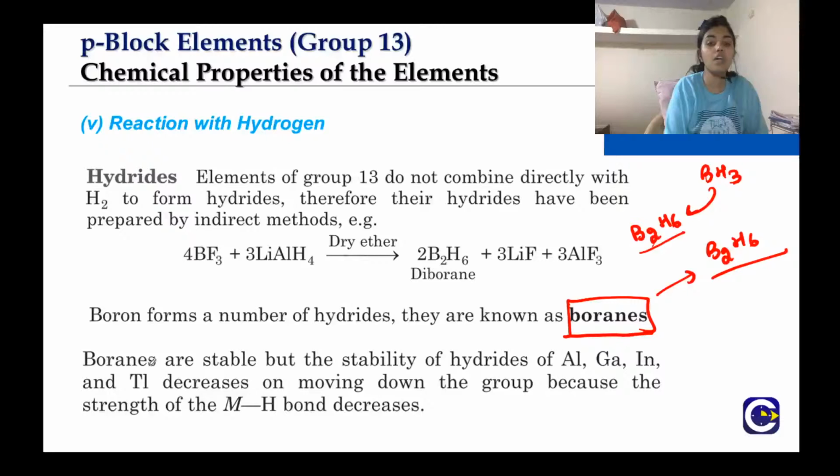So boranes are stable. But if you take the hydrides of aluminium, gallium, indium, thallium, their stability decreases down the group. Here you see aluminium hydrogen, gallium hydrogen, then indium hydrogen, then thallium hydrogen, down the group.